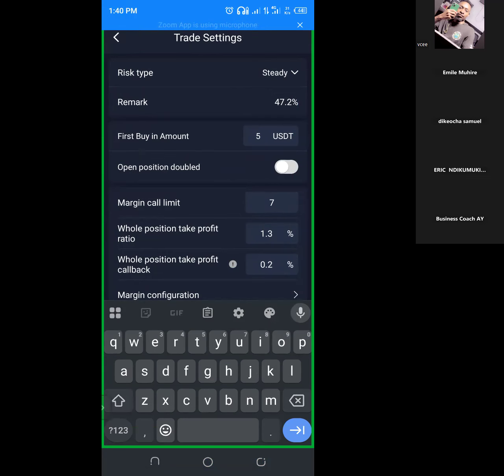If you're using the steady 47.2% drop, put a comma. No, put a comma after the drop, not here. Put a space there. The comma should be after the drop. 47.2% drop, comma, MBR 20. MBR stands for multiple buying ratio. So you put 47.2% drop, MBR 20.